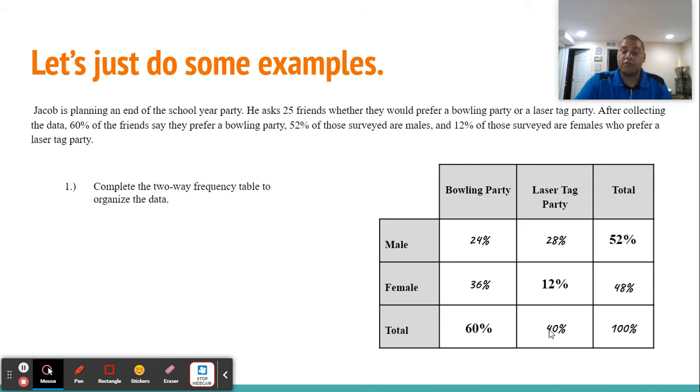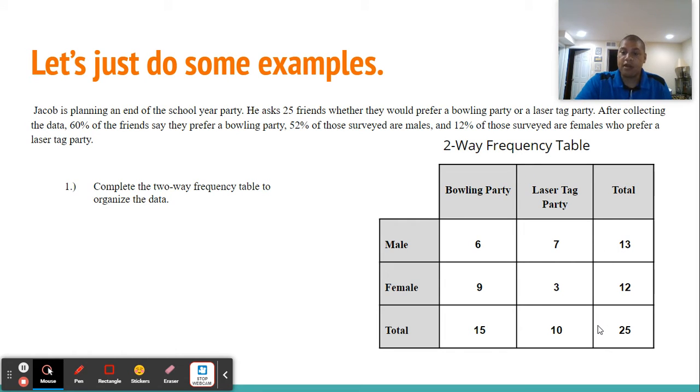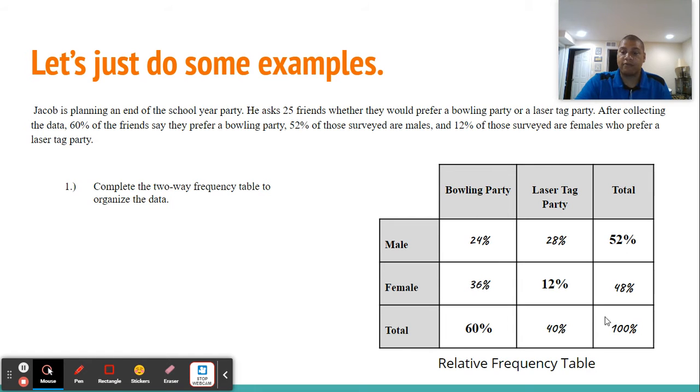But now what we have to do is replace all these percentages with the actual number of people who responded to the survey in each category. So we have made what's called a relative frequency table. Now we need to make the actual two-way frequency table. Now, here's all the numbers filled in, but let's talk about how I figured this out.